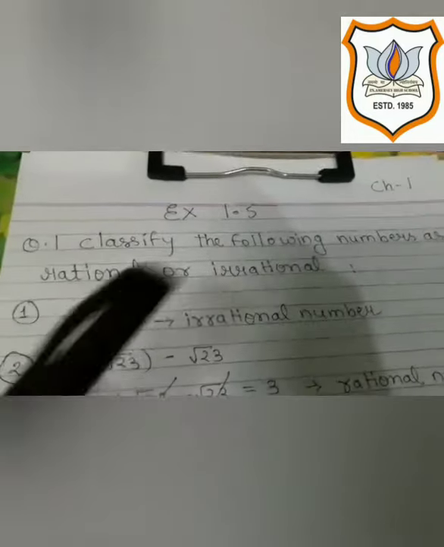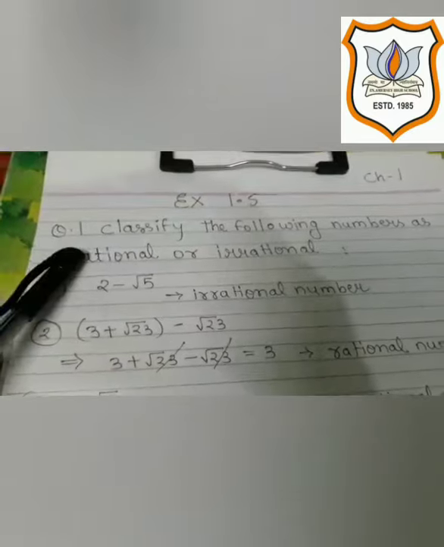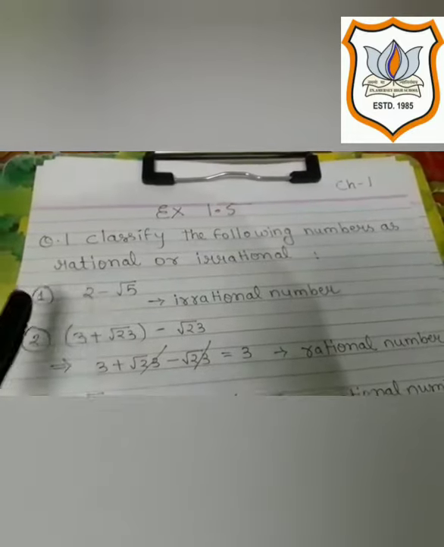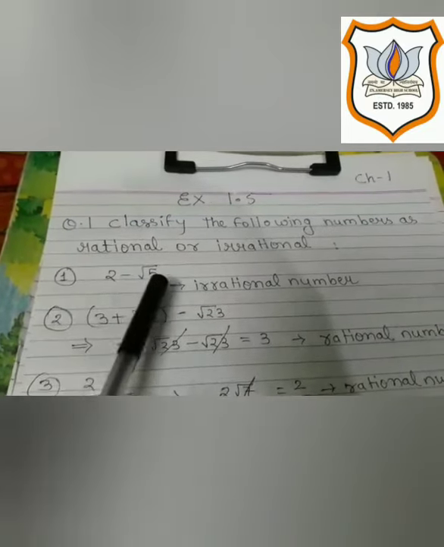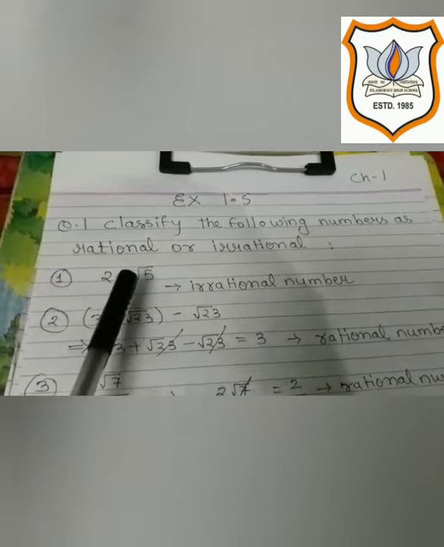Students, chapter 1, exercise 1.5. The very first question is, classify the following numbers as rational or irrational. The first part is 2 minus root 5. Here 2 minus root 5.